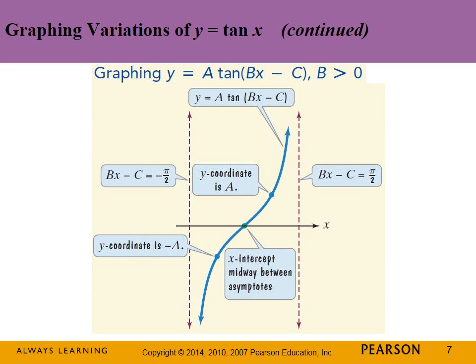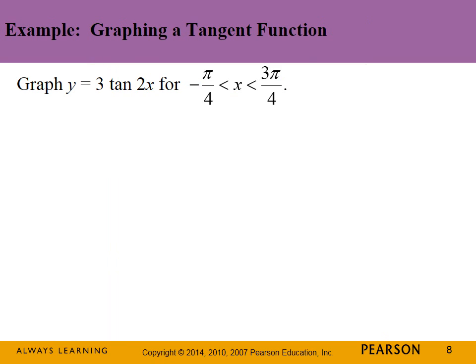Okay, so here's a picture of what a typical y equals a times the tangent of bx minus c looks like. And you don't really have to pay too much attention to all those details because they will come out automatically if you follow the 5-step procedure that I just described. So let's look at an example.